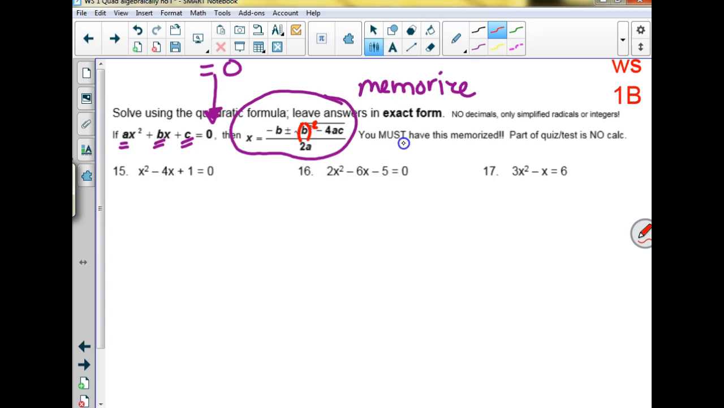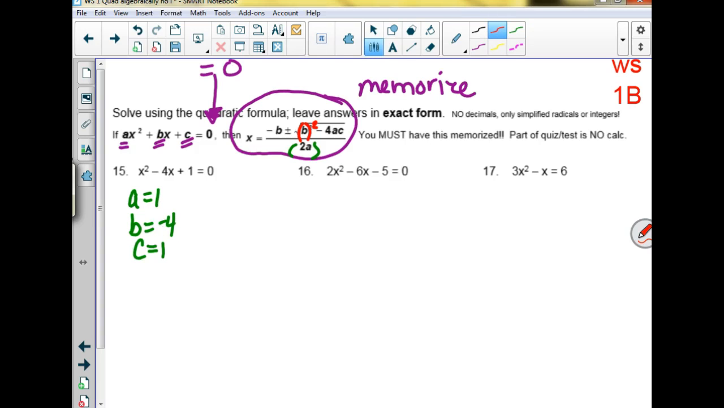And the other thing to remember is that the 2a is really also a quantity. You can't divide out part of it. You've got to divide out the whole thing if you need to. We'll talk about that later. All right. So what are a, b, and c on 15? Quickly, anybody? A is 1, b is negative 4, and c is 1.